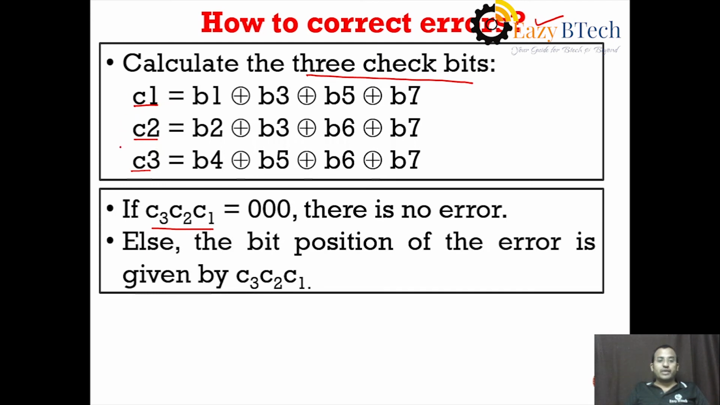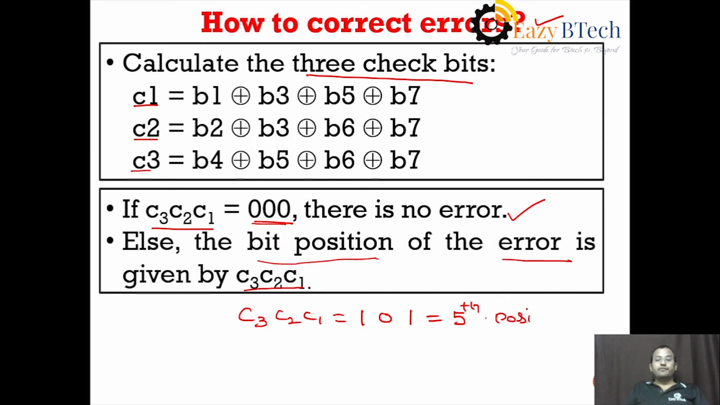So whatever check bits we have calculated, we have to write in this way. If the corresponding code word is all zeros, then there is no error. Else, whatever equivalent the code word gives, in that bit position we will have the error. For example, if C3, C2, C1 gives this code word, that means it is equivalent to 5, so in the fifth position we have an error.